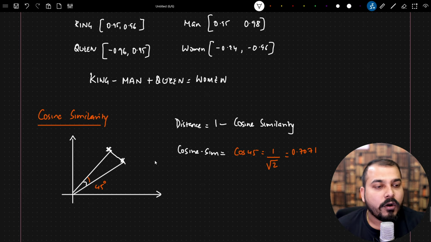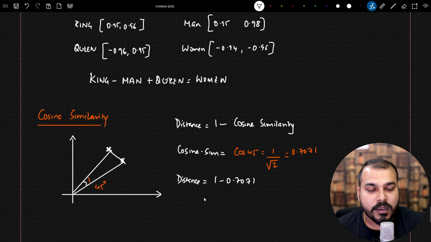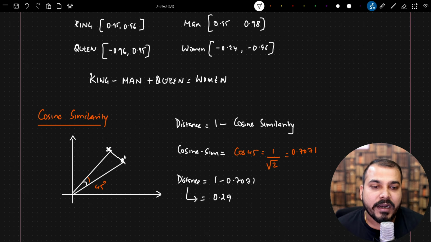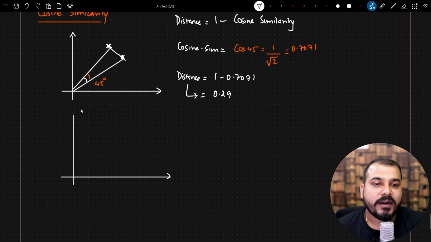Okay. But over here, the distance between these two vectors will be nothing but 1 minus 0.7071. Now, if I'm calculating the distance, it is 0.29, let's say. So if I'm getting this 0.29 distance, I will say that, okay, these particular words are almost similar. Let's say I have two more vectors, two different vectors.